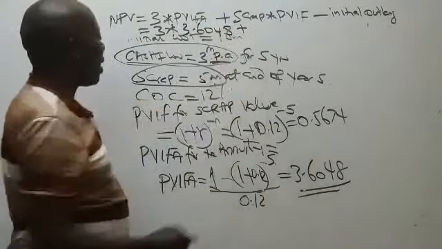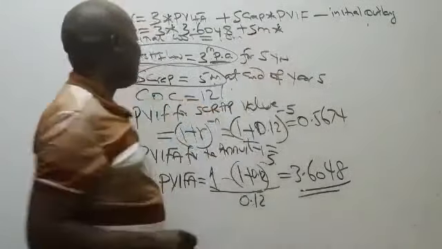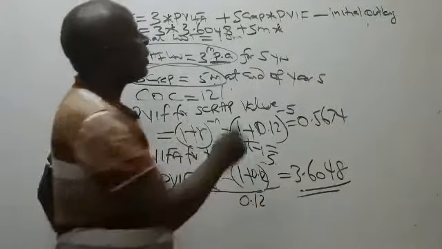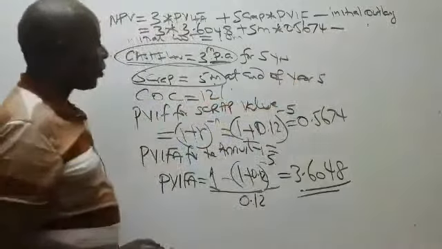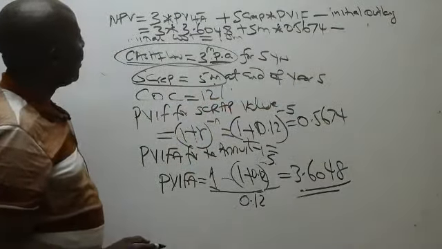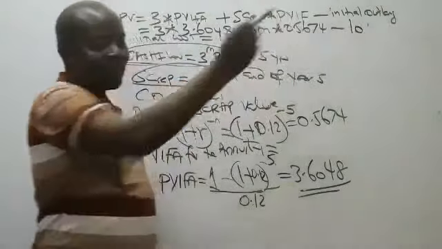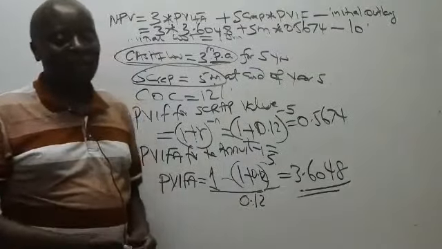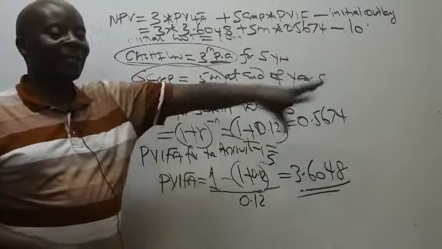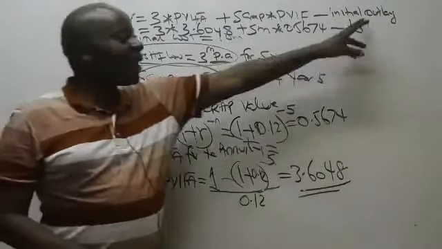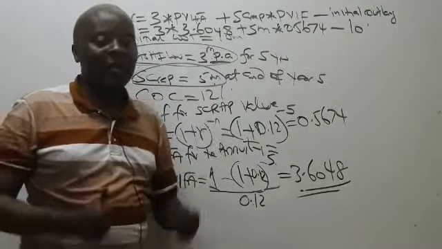3.6048 plus the scrap. Scrap, what do we have here? It's 5 million times PV. You guys gave me a figure of 0.5674 minus the initial outlay. The initial outlay is a figure you had given me here of 10 million. All figures are in millions. So could you kindly give me this net present value? I've taken the future cash flows, discounted them very nicely, subtracted the initial outlay. We don't discount the initial outlay because we're assuming that it has been incurred today.